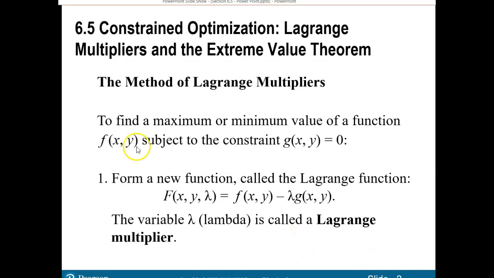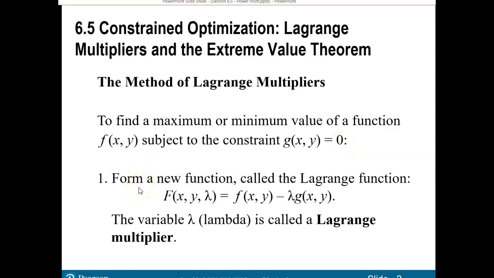The f of x y is the function you're trying to maximize or minimize. The constraint equation is the g of x y. It basically just tells you how your variables x and y are related to each other. You want to have that one set to 0.